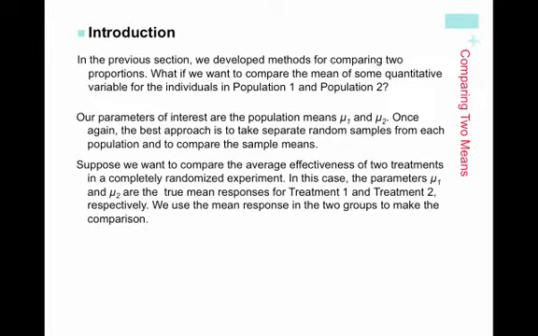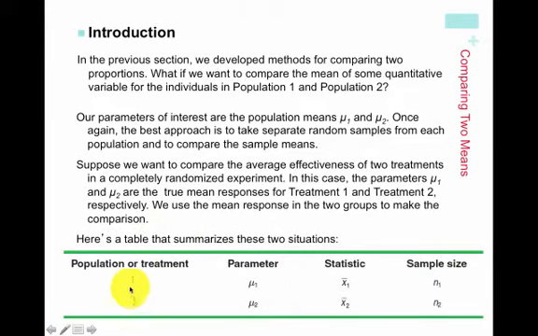Suppose we want to compare the average effectiveness of two treatments in a completely randomized experiment. In this case, mu1 and mu2 are the true mean responses for the two treatments, and we use the mean response in the two groups to make the comparison. So we have two populations or treatments. We are wondering about the true parameters of the mean. We collect the sample mean of each from a sample size of n1 and n2.